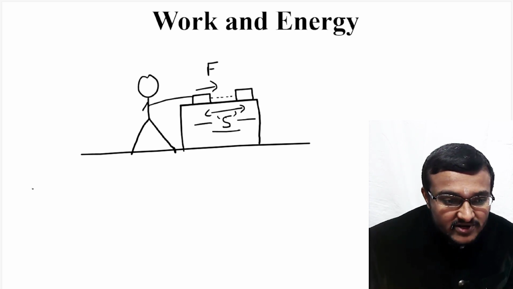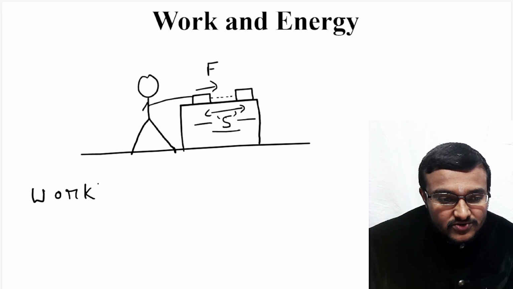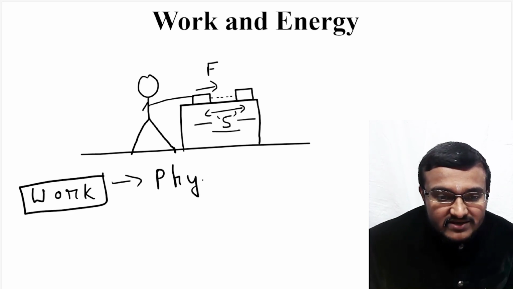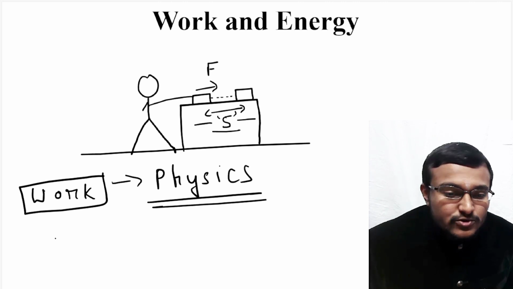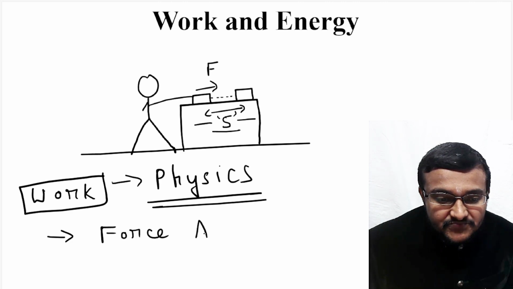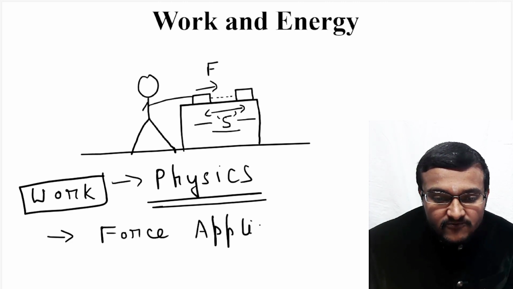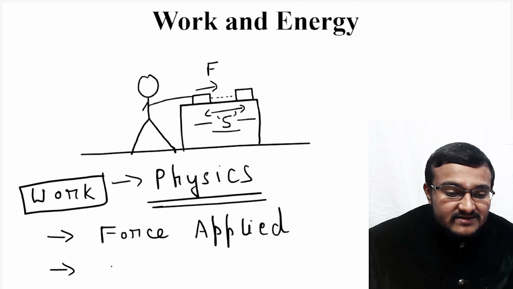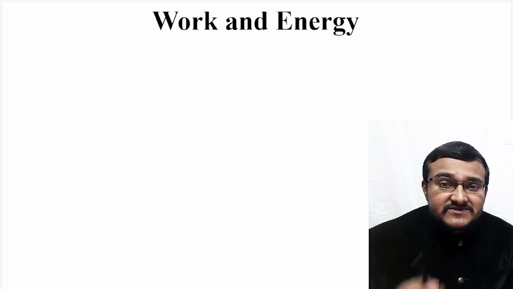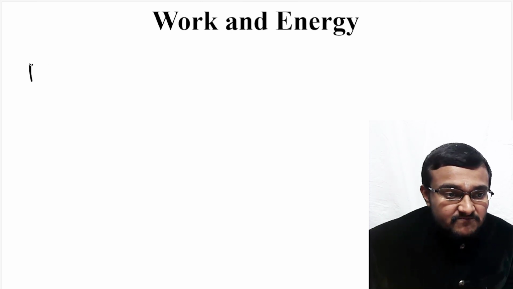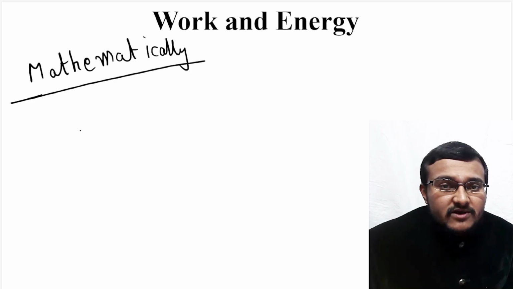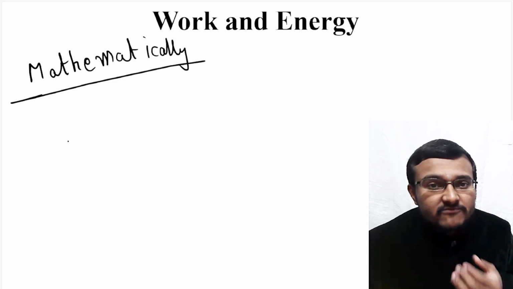So always remember, when you talk about work in physics, you should remember 2 points. One is force applied. The first thing you should consider is force applied, and the displacement of a particular object from its initial position. So now we have scientifically understood what we mean by work done. Now let us try to mathematically understand what work done is. So now we should try to develop a particular formula.